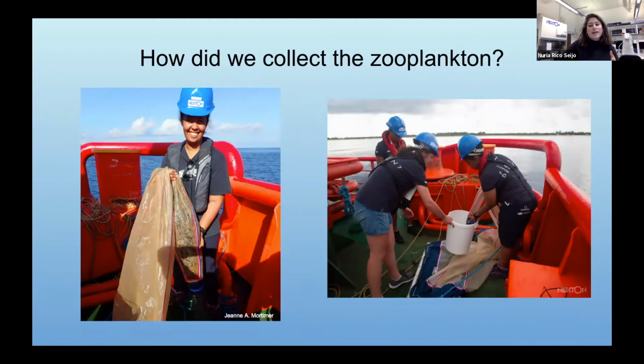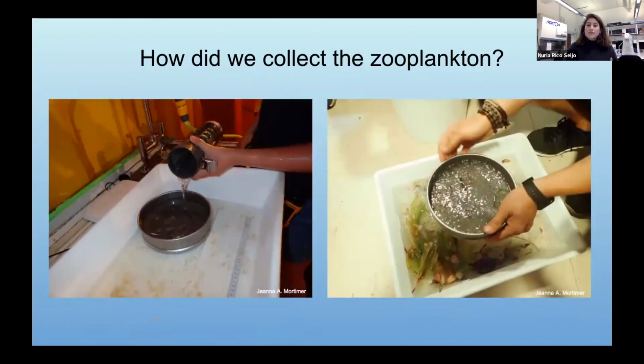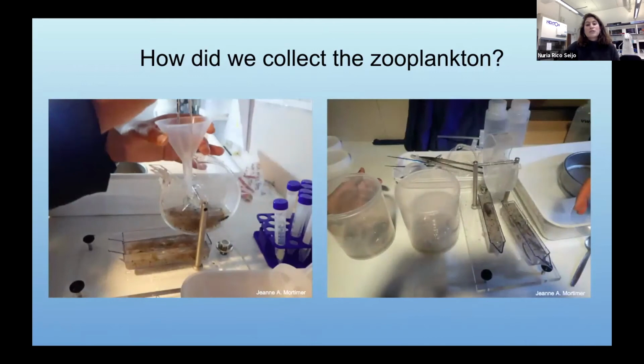And then we put it in a bucket to protect it, and we will empty it into a sieve to concentrate all the sample that we have. And then after concentrating the sample, we're gonna split it. In our case, we split it into 4 samples, and for that we use a Folsom splitter, as we see here in the 2 images.